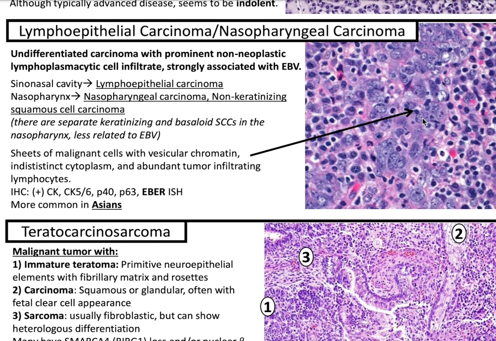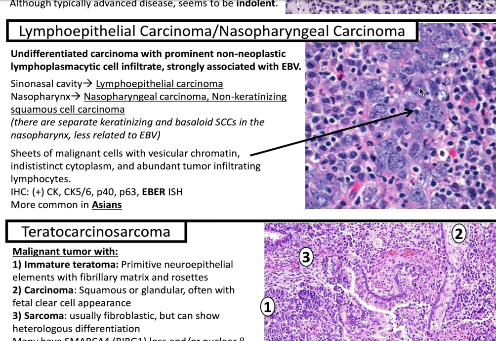Lymphoepithelial carcinoma / nasopharyngeal carcinoma. This is another undifferentiated carcinoma with prominent non-neoplastic lymphoplasmacytic cell infiltrate, strongly associated with EBV. If it's in the sinonasal cavity, it's called a lymphoepithelial carcinoma. If it's in the nasopharynx, it's a nasopharyngeal carcinoma, non-keratinizing squamous cell carcinoma. There are separate keratinizing and basaloid squamous cell carcinomas in the nasopharynx, less related to EBV.